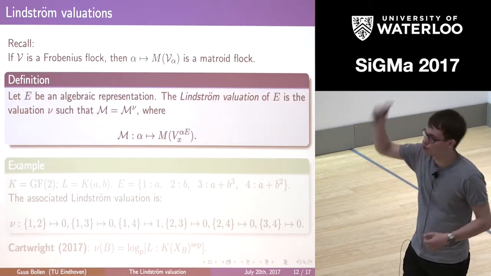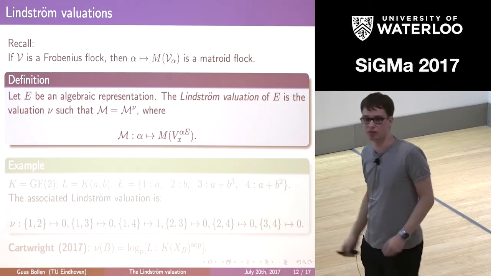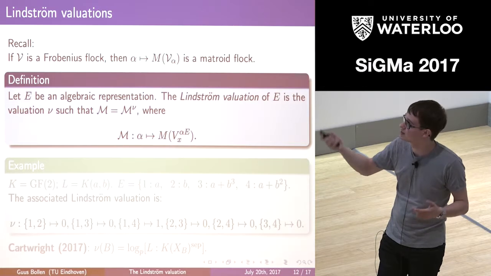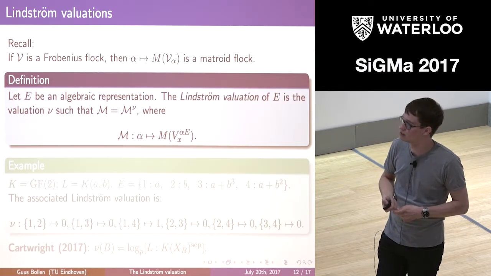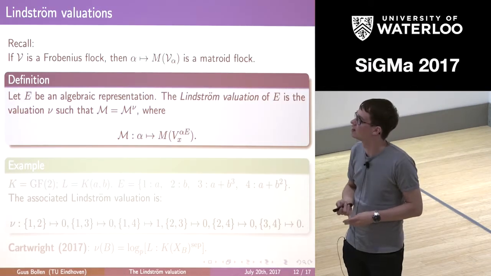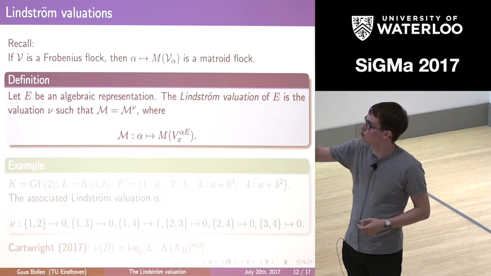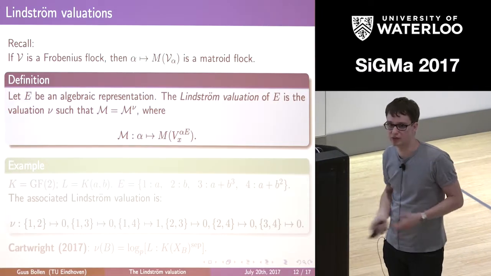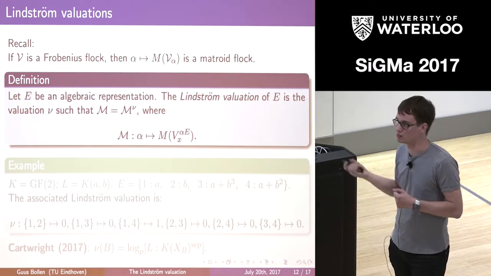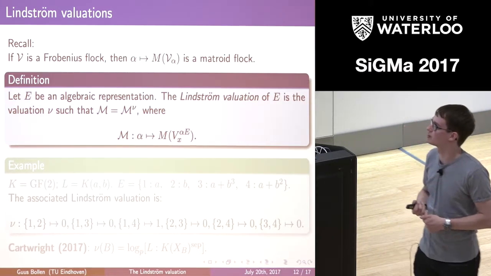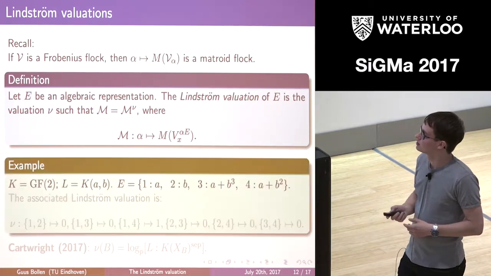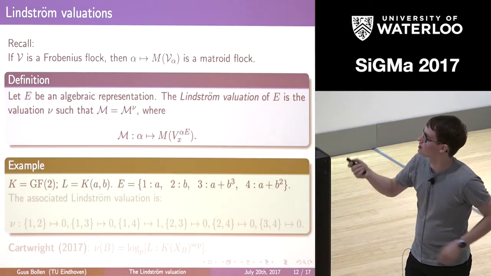Now if this matroid flock happens to come from valuation nu, then nu is the Lindström valuation corresponding to this algebraic representation E. So a Lindström valuation always comes from an algebraic representation. So let's see this example again.